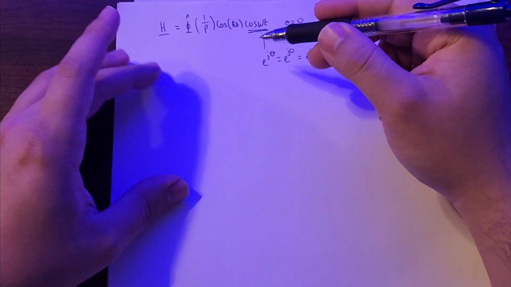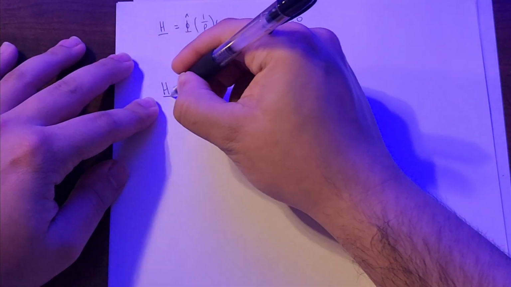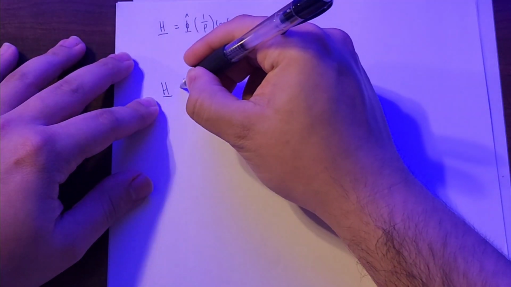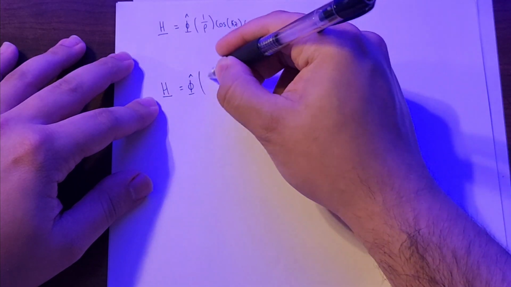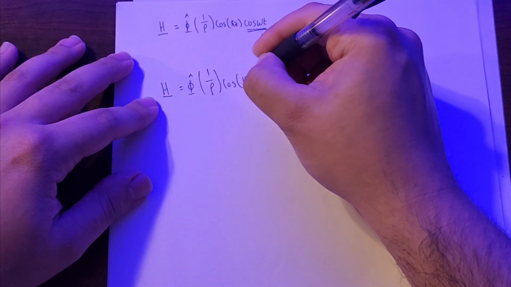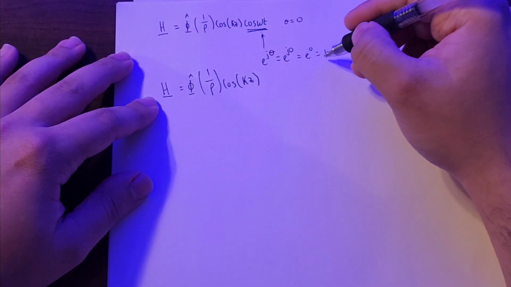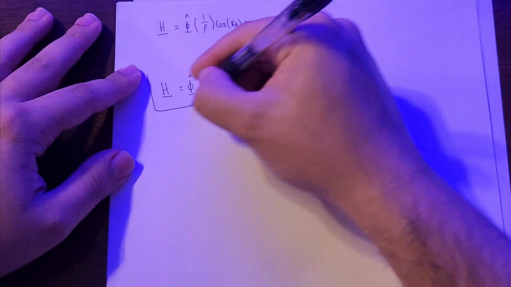So what this tells us is the magnetic field vector in the phasor domain is equal to phi hat 1 over rho cosine of kz times 1, of course, but we don't have to put that 1. It doesn't matter. But this would be your answer for part A.